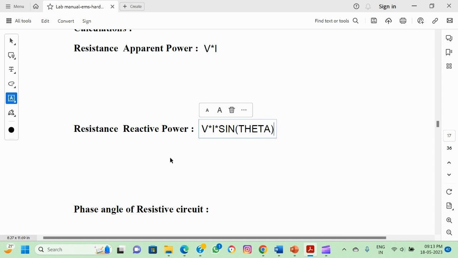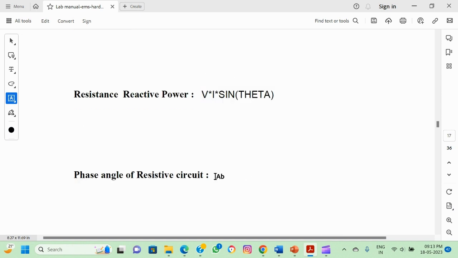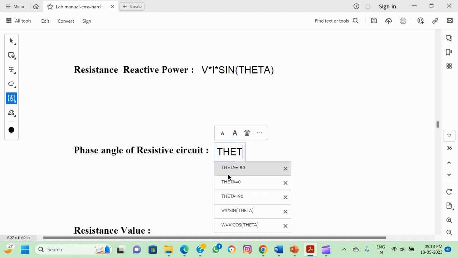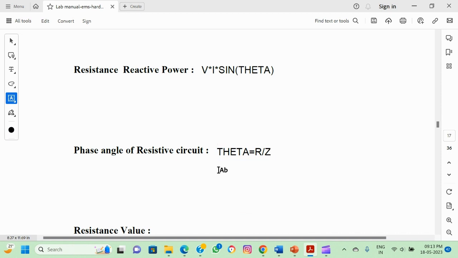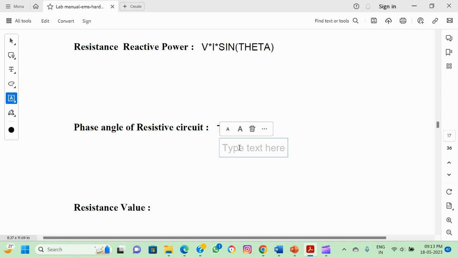So how to calculate theta here? The phase angle of the resistive circuit. Theta we can calculate as R divided by Z. So here in this case, R and Z are the same, so it will be equal to 1.